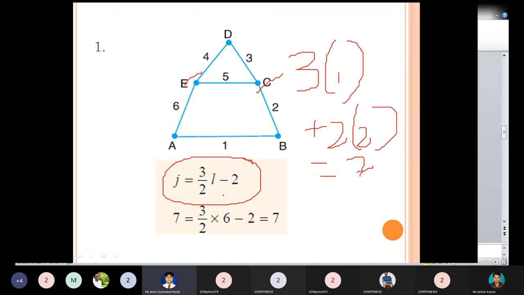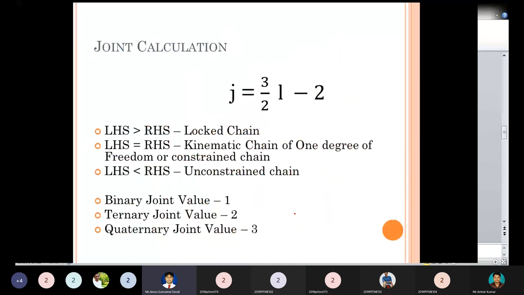J value is 7. L value is 6. So, what is the left hand side? Left hand side is 7. Right hand side, if you do the calculation, you will also get 7. Okay, so 7 is equal to 7. LHS is equal to RHS. What does it mean? What does it say?